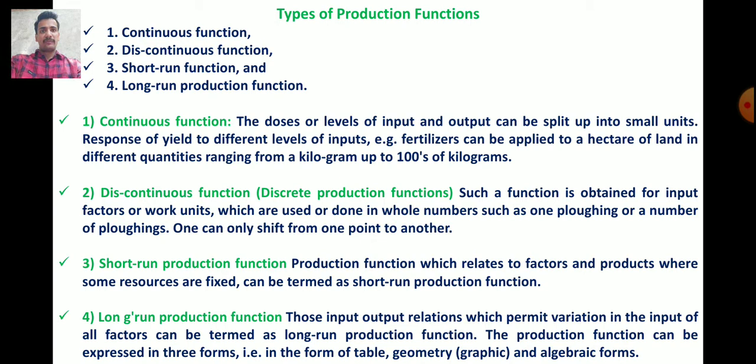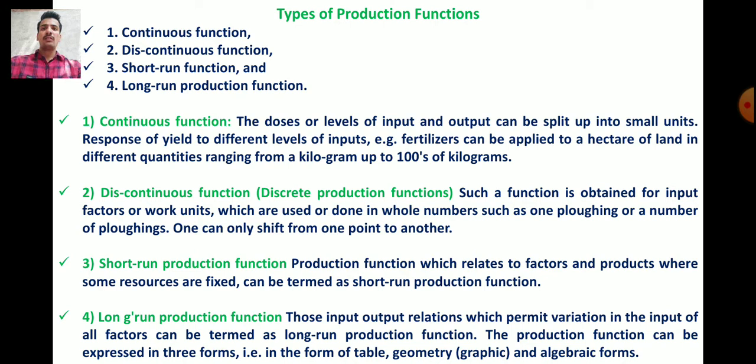Now what happens in continuous function? Doses mean small splits or small units of input, or levels of input. These levels of input and output can be split up into small units. For response of yield to different levels of input, fertilizer can be applied to a hectare of land in different quantities, ranging from a kilogram down to hundredths of a kilogram. So this is the continuous function.